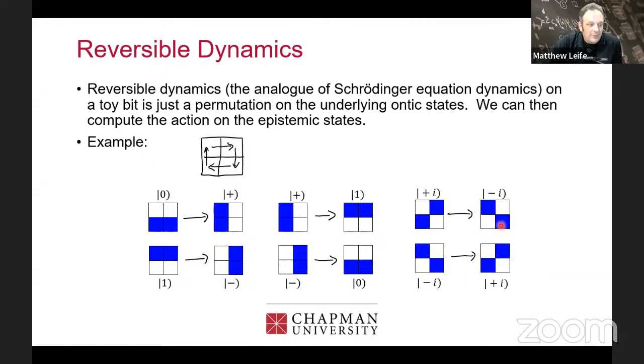the epistemic states that are valid. And you can see that this acts a bit like the Hadamard gate in quantum computing. It's not exactly the same, but it's similar.